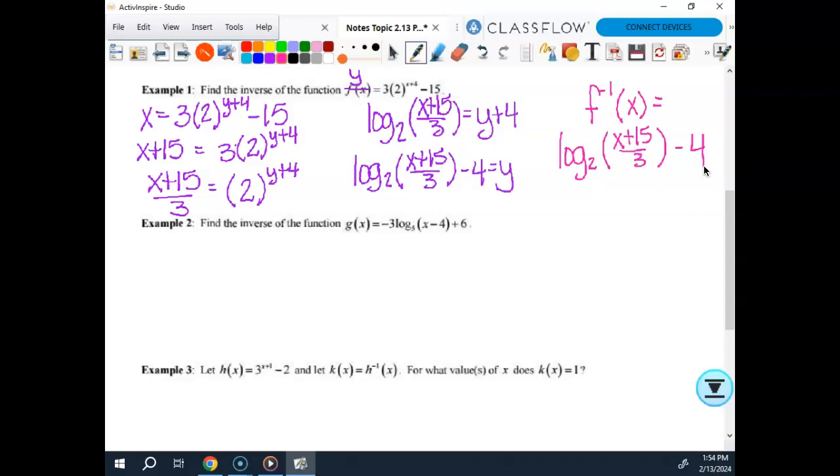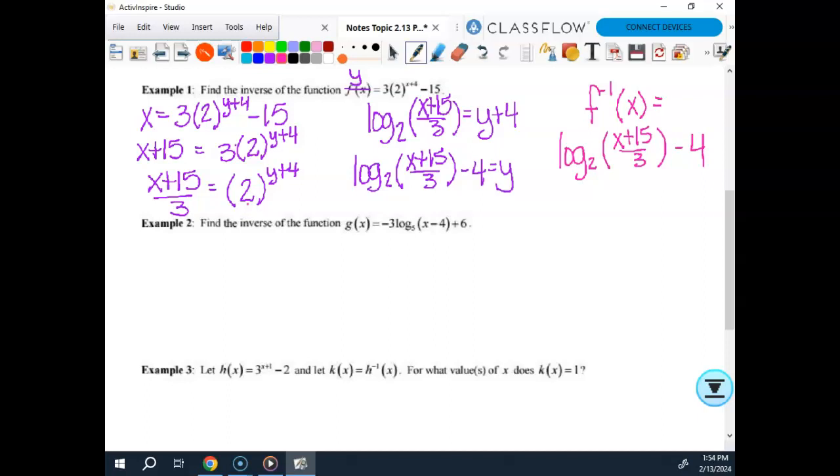Exactly. We're just kind of putting it all together. Every day we're stretching things out a little bit more. How did I know it was log base 2? Because when we rewrite an exponential, the base of the exponential becomes the base of the log. Okay? Anything else?